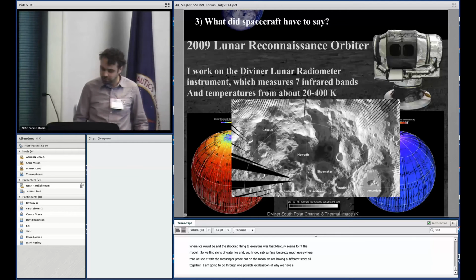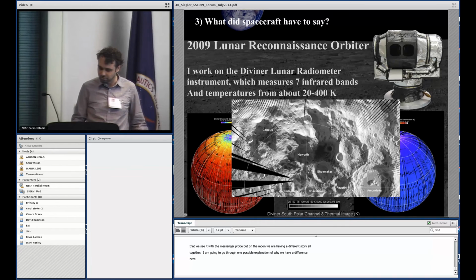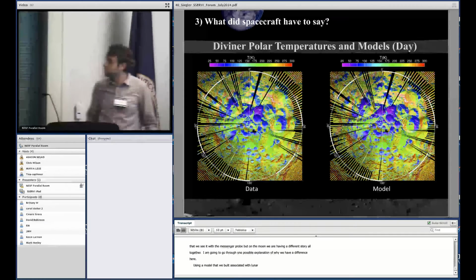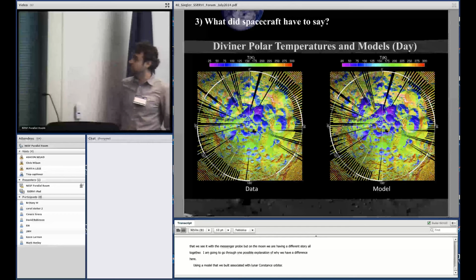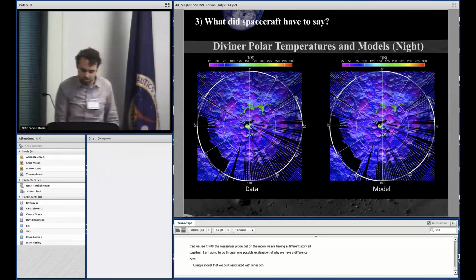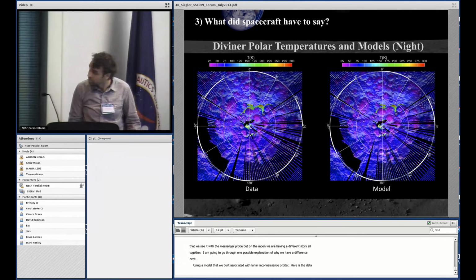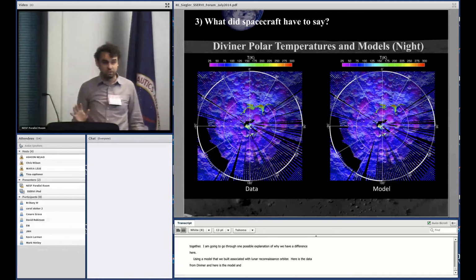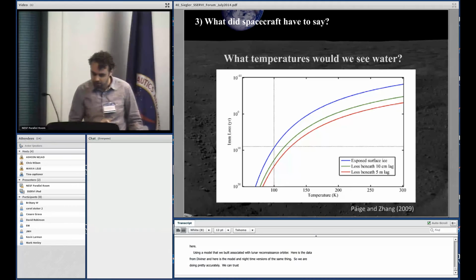Okay, so I'm using a model that we built associated with the Lunar Reconnaissance Orbiter. What we've done with this model, it very successfully predicted the temperatures of the Moon. Here's the data from Diviner. Here's a model. Here's nighttime versions of the same thing. So we're doing pretty accurately. So we're saying we can trust this model to predict temperatures, within reason.